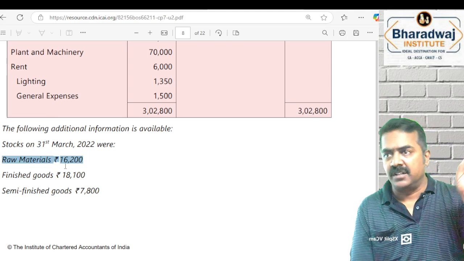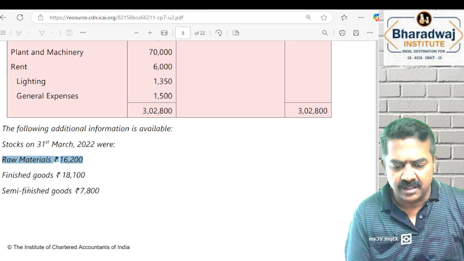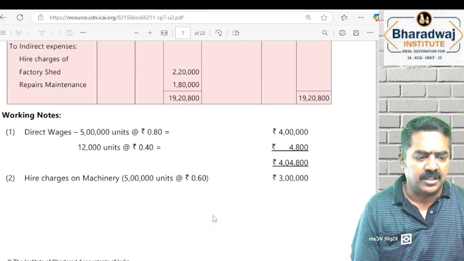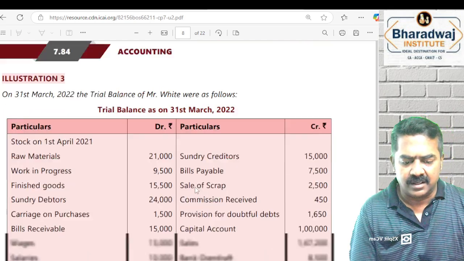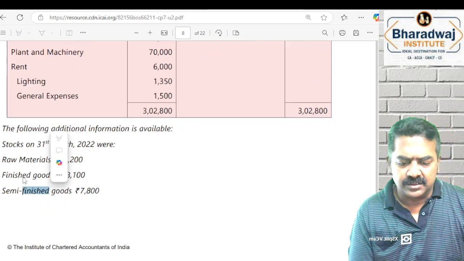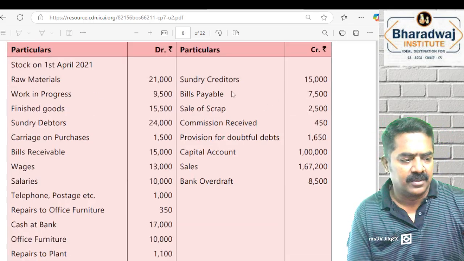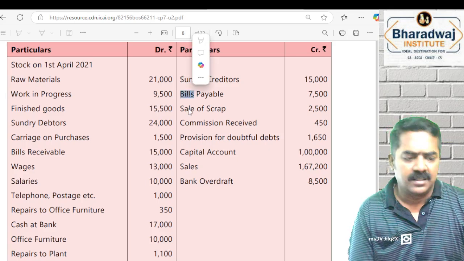In the manufacturing account, opening stock plus purchases minus closing stock. Semi-finished goods means WIP. On the manufacturing account credit side we will record it like this by WIP. Then finished goods will come in which account? Trading account. Creditors will be a liability. Bills payable is a liability.